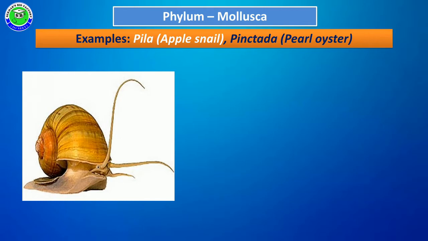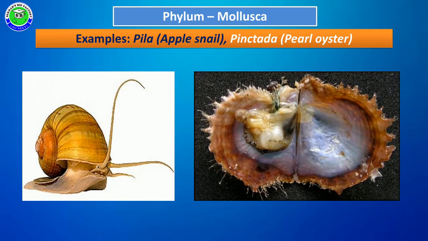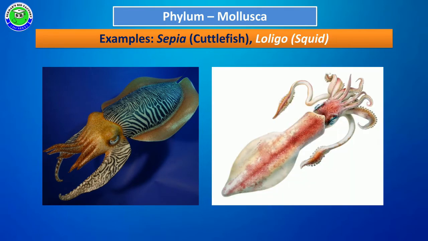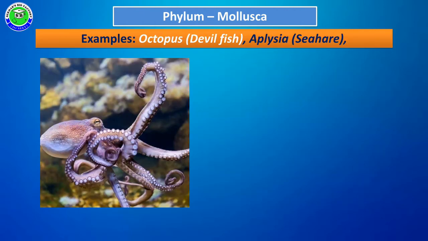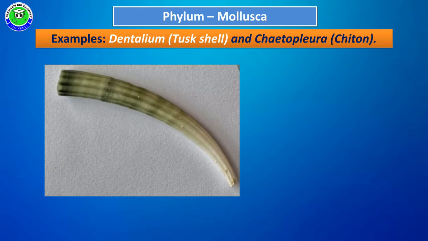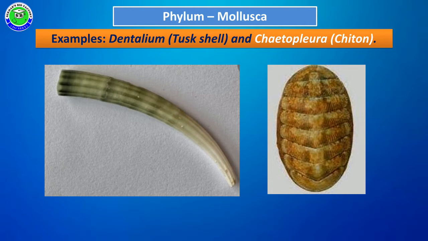Some examples for this phylum: Pila is also called apple snail. Pinctada is also called a pearl oyster. Sepia is also called cuttlefish. Loligo is also called squid. Octopus is also called devilfish. Aplysia is also called a sea hare. Dentalium is called tusk shell. And Chaetopleura is also called chiton. So these are some examples belonging to phylum Mollusca.